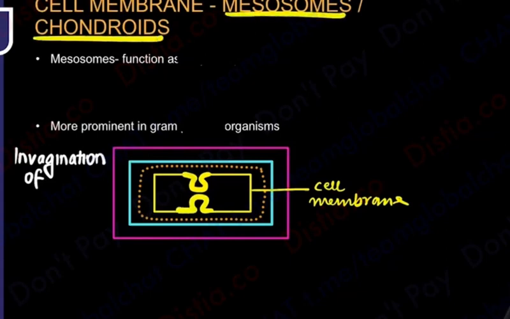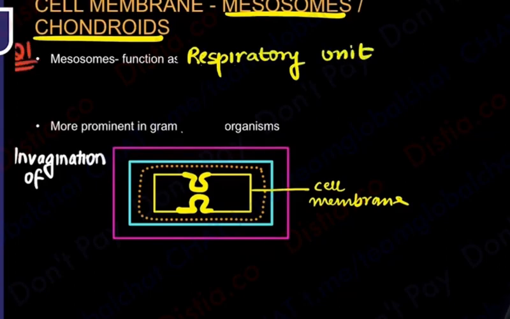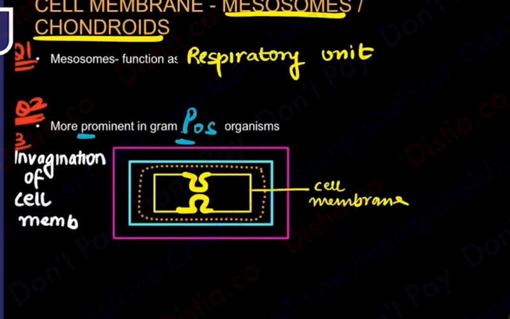What is mesosome or chondroid? Basically, how does the bacteria breathe? What is the respiratory unit of a bacteria? That is what a mesosome is. So there are three questions on a mesosome. Question number one, mesosome or chondroids are what? They are respiratory units. Question number two, they are seen in both gram positive and gram negative, but they are prominent in positive. Remember, they are more prominent in gram positive organisms. And question 3, which is in front of you, it is an invagination of which layer? It is an invagination of the cell membrane.